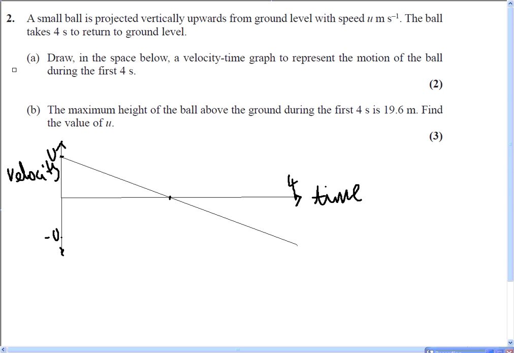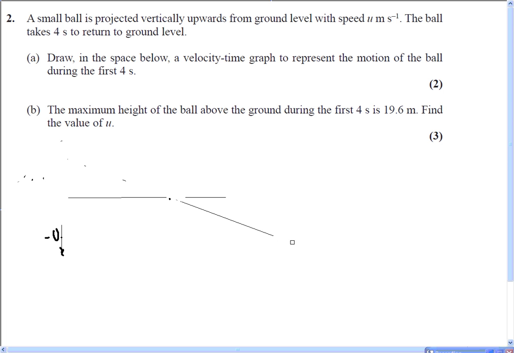Let's do part B. What it says is that the maximum height of the ball above the ground during the first 4 seconds is 19.6 meters. And it's asking us to find the value of u, so the initial velocity of the ball.